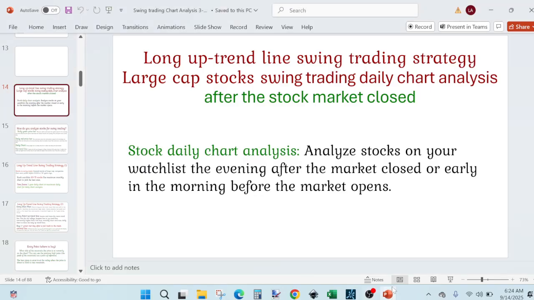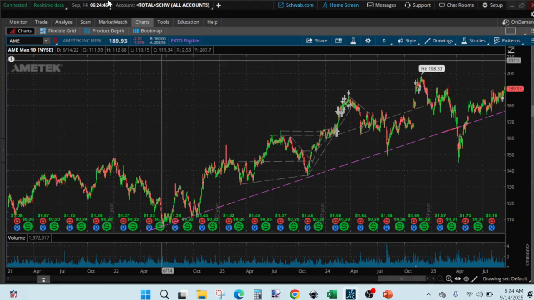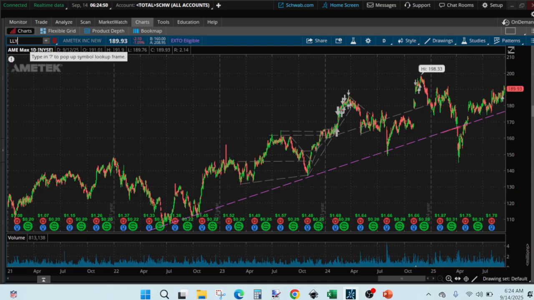Hello, how do I do my daily chart analysis of large cap stocks for swing trading purposes? I have an easy swing trading strategy that I use, and I like to call it the long option long swing trading strategy. We are going to use that to analyze 4 stocks on our watch list. The first one is LLY, and we are using the Think or Swim platform.